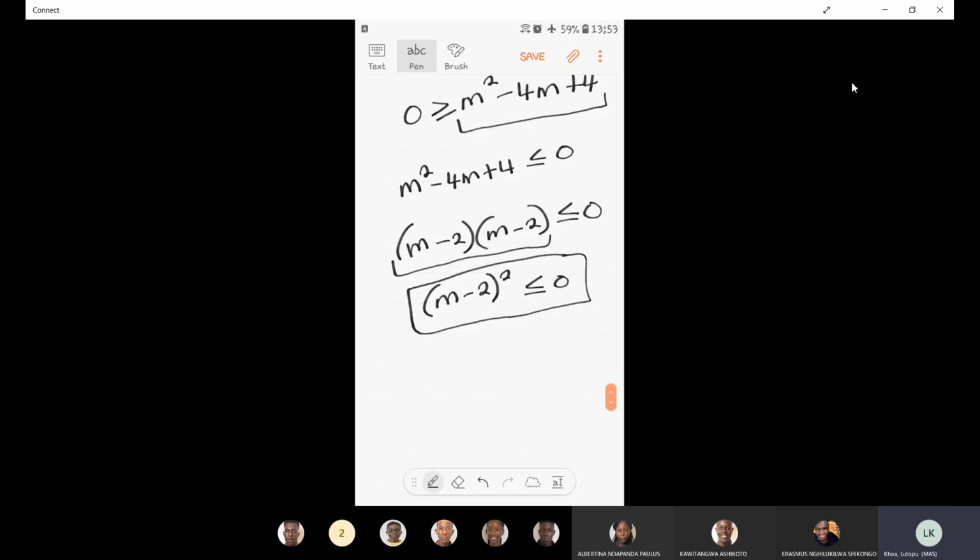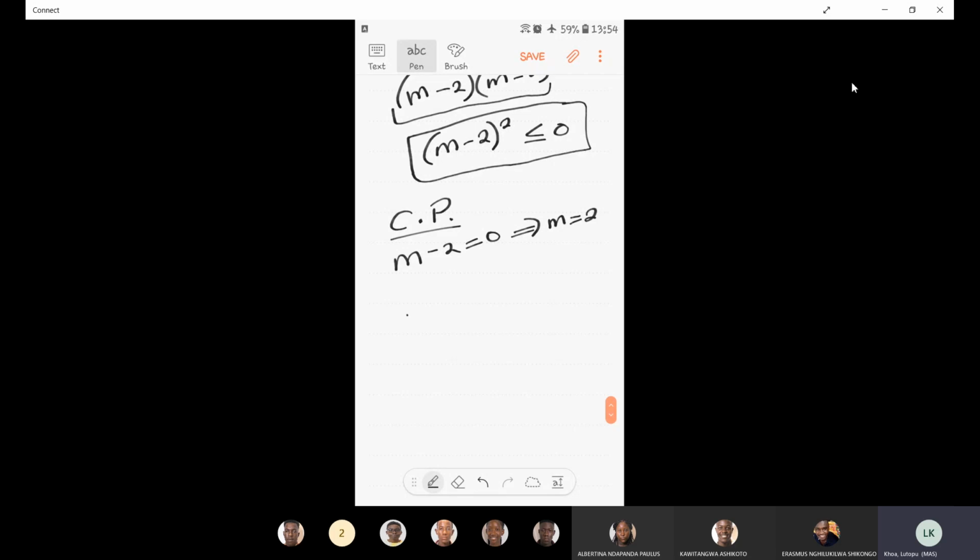By the way, we still find our critical points. There is only one critical point, because the critical point of this factor is the same as that one, because they're the same. So we have m minus 2 is equal to 0, which means that m is equal to 2. So you do it in the same way. You draw your number line, and now you have only one critical point, so it divides the number line into two parts. You can have several critical points.